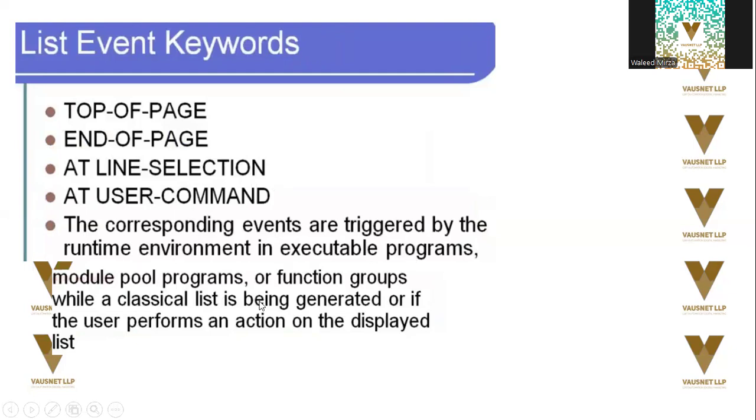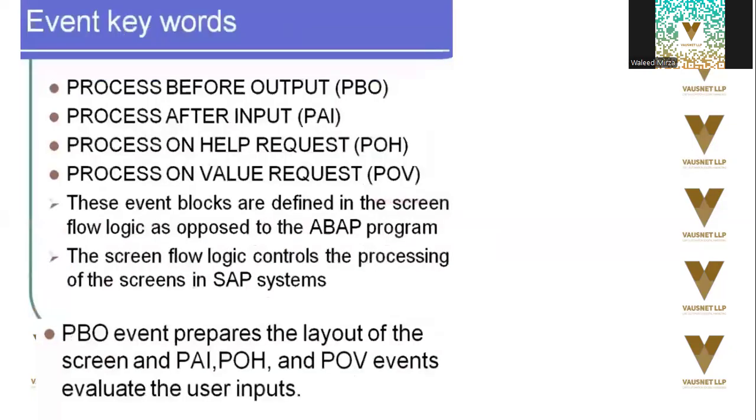While a classical list is being generated, the corresponding events are triggered by runtime environment in executable programs. These events in executable programs, module pool programs, or function groups, are triggered while a classical list is being generated or if the user performs an action on the displayed list. It can be anything. On display dates, it can be a print or it can be a going back or exiting the program. Okay.